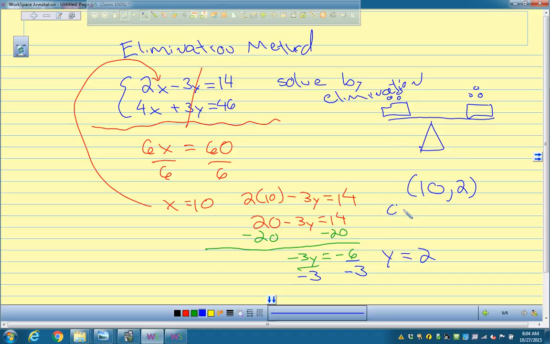I'm going to check it. You really should check it every time by plugging those numbers into this equation, because I already used the top equation. I want to see, does 4 times 10 plus 3 times 2 equal 46? Well, that's 40, that's 6. Does it equal 46? Yes, so it checked. So that's called the elimination method. Now, unfortunately, sometimes you have to change equations to make the elimination method work.